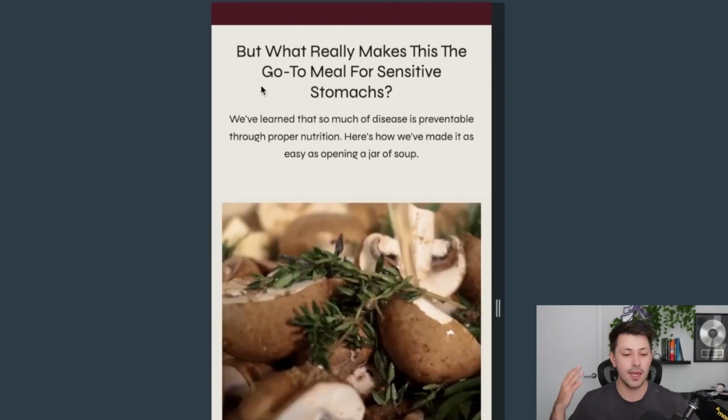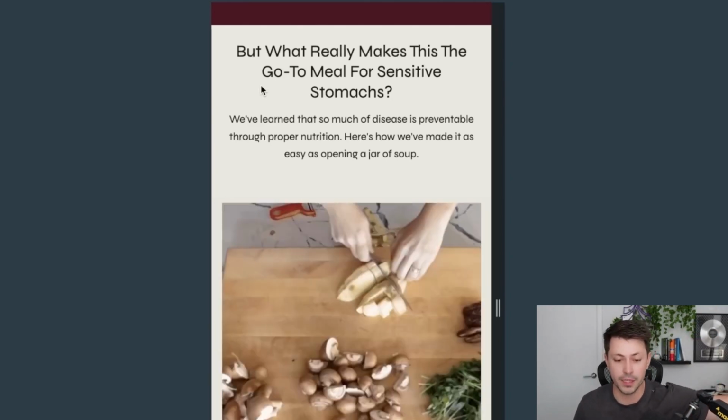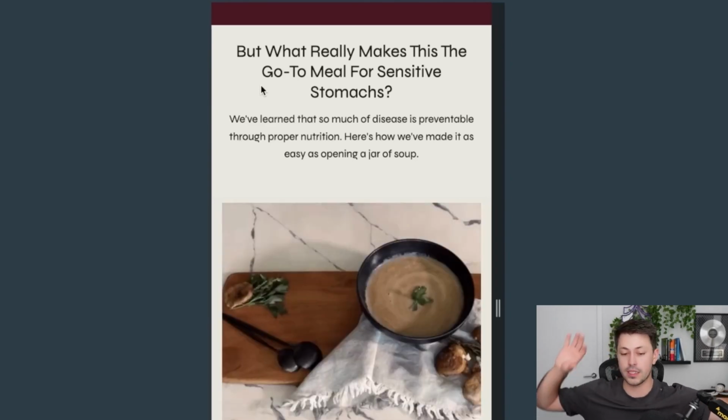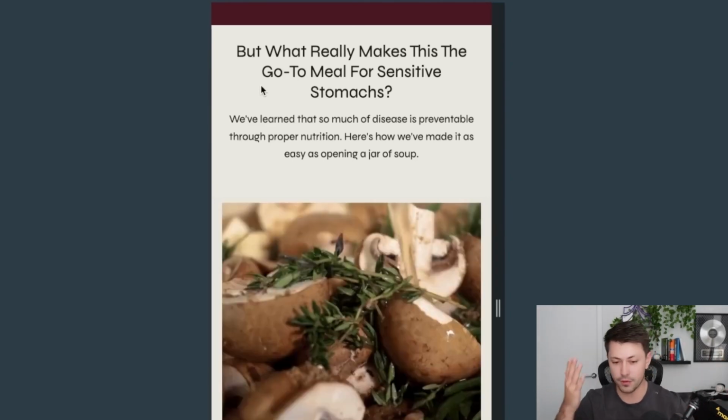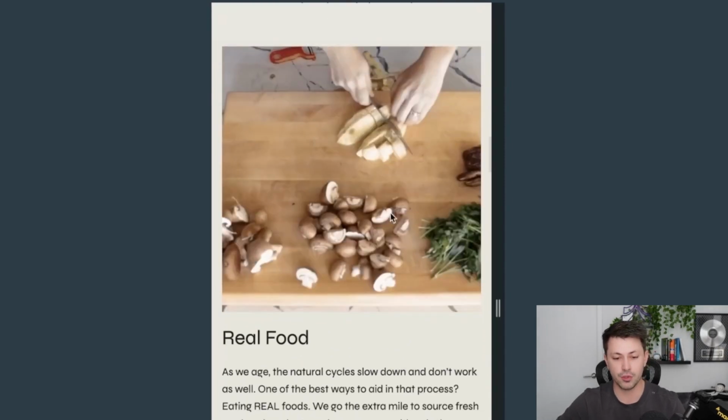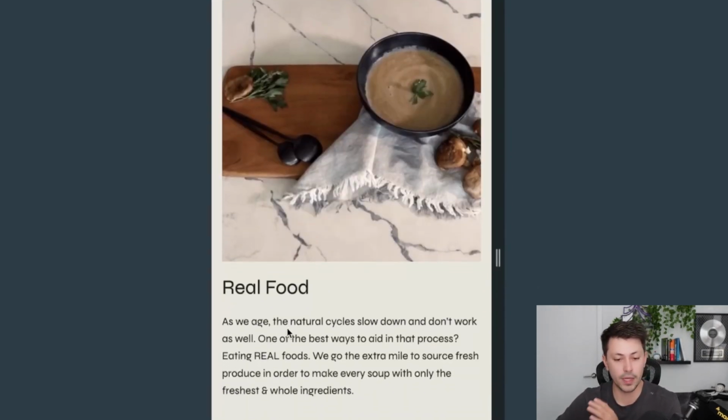I saw something around like this person claiming that their go-to meal for their sensitive stomach issues is this soup. And I was like, well, there we go. That's the headline that I'm going to use. And as you can scroll down, you can see, boom, we have real food as the first call out.